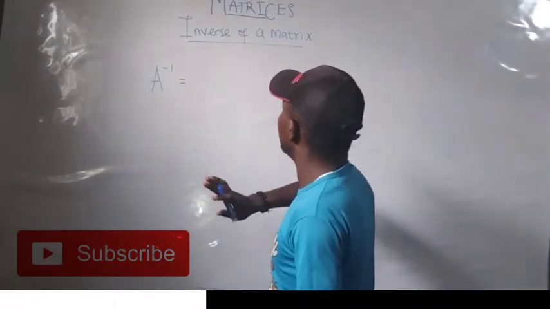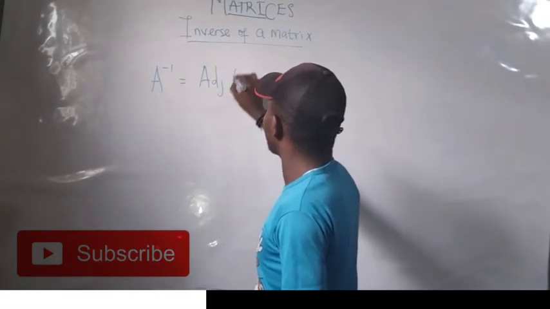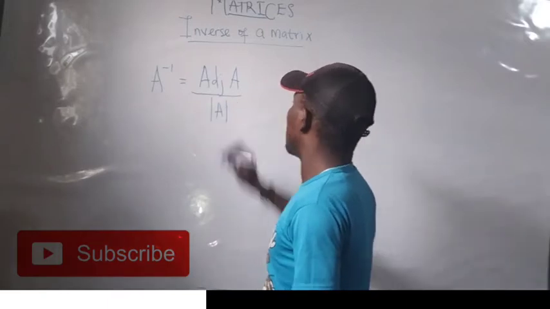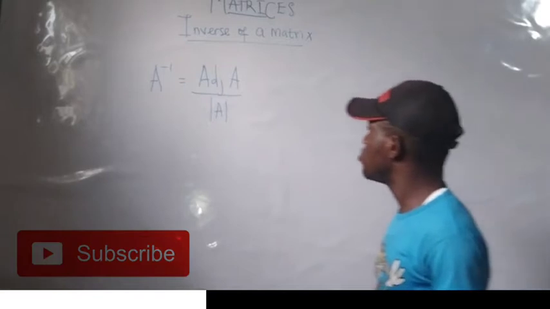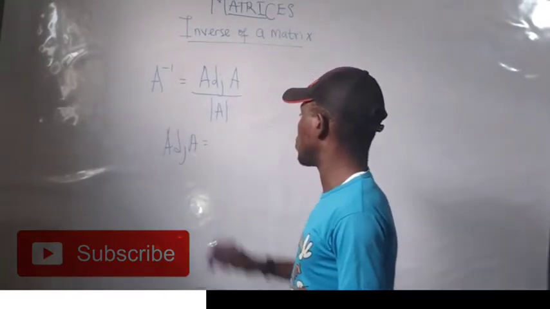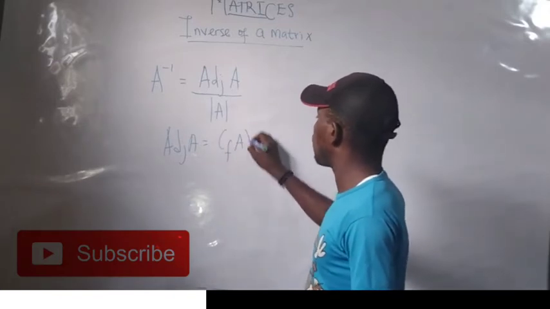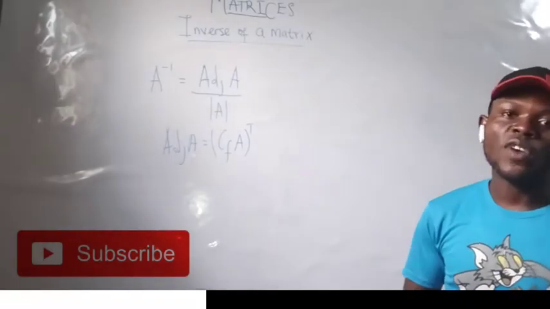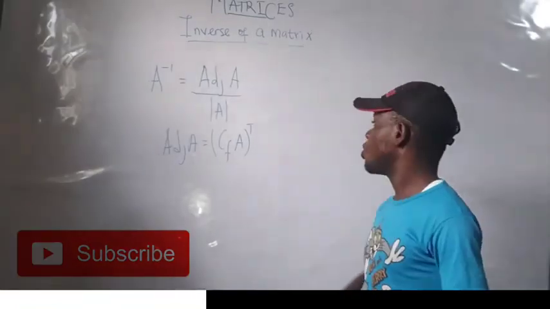A inverse is the inverse of the matrix, and it equals the adjoint of matrix A, all over the determinant of matrix A. Now the big question is, what is the adjoint of matrix A? Simple. The adjoint of matrix A is simply equal to the transpose of the cofactor of matrix A. The transpose of the cofactor of matrix A gives rise to the adjoint of matrix A.